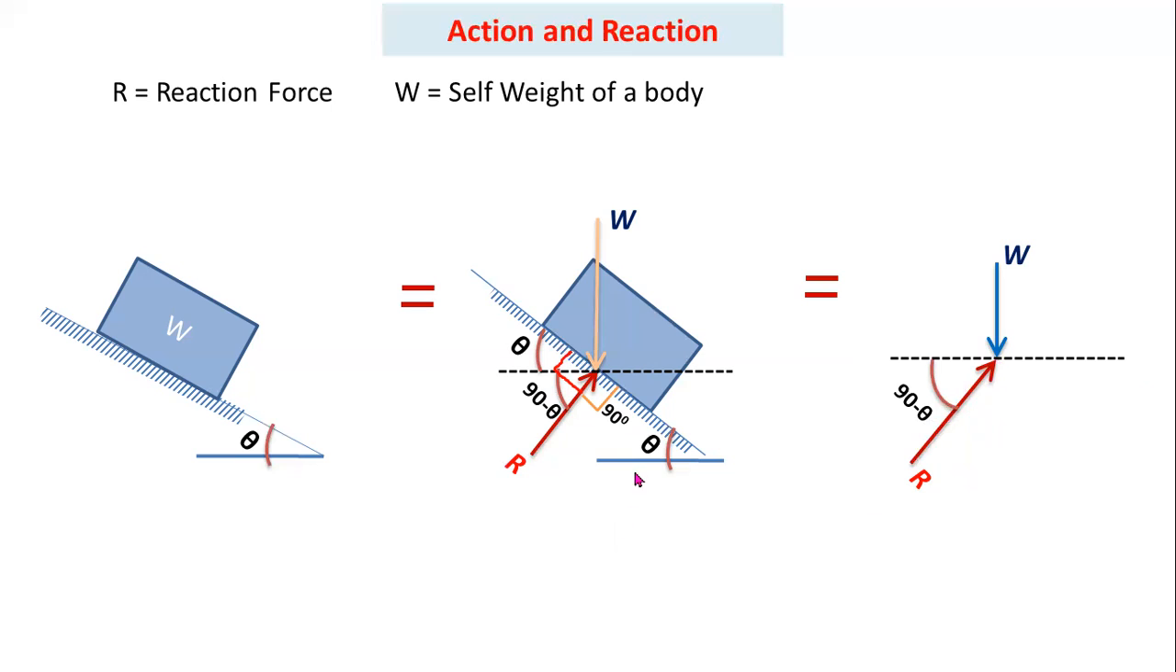Here theta is the angle of inclination of the inclined plane with respect to the horizontal. Now, in a similar way, if you want to determine the angle of inclination with respect to the y-axis, then the angle is theta. So you can take any angle, theta or 90 minus theta, for solving the problems.